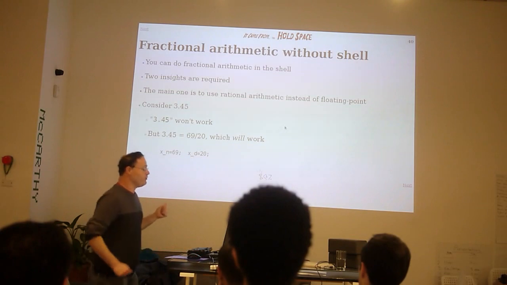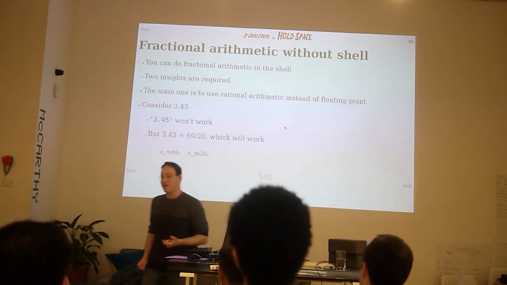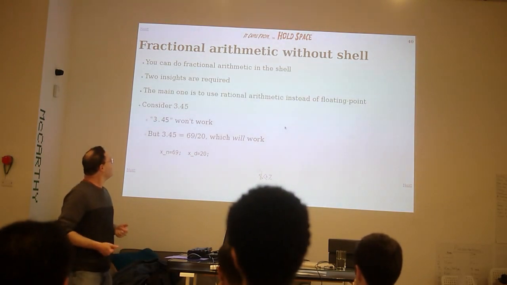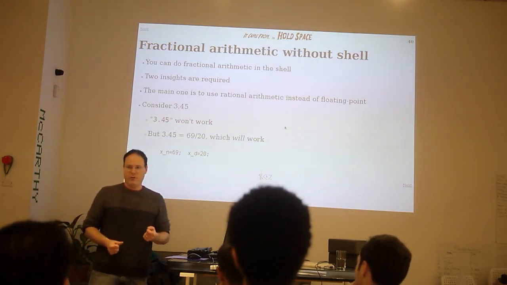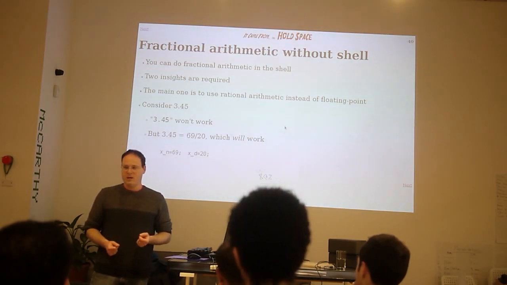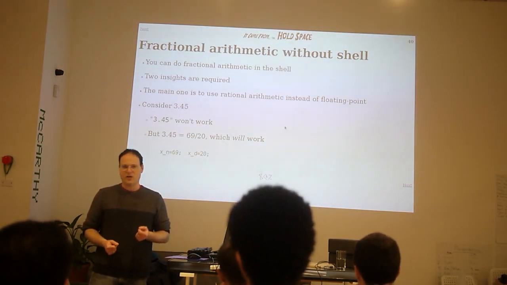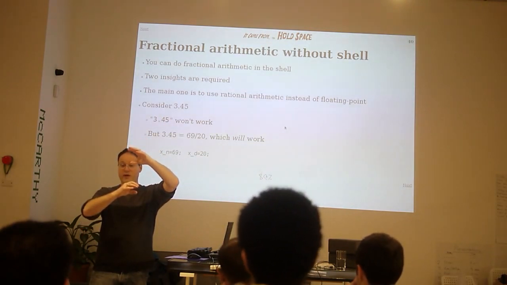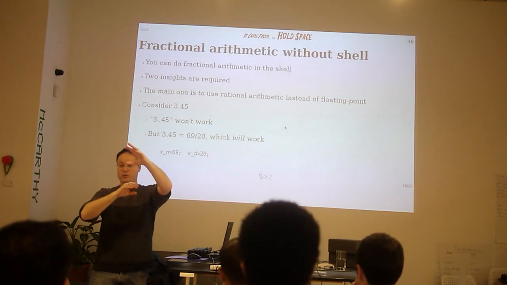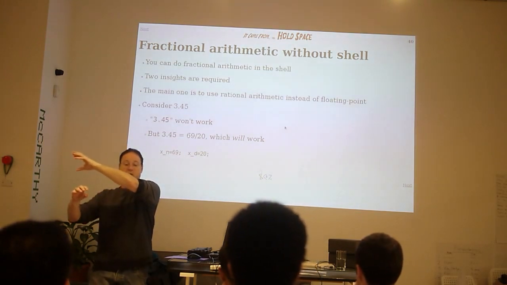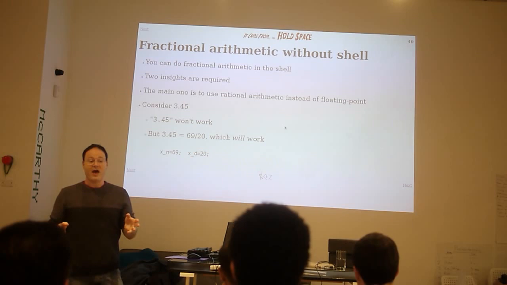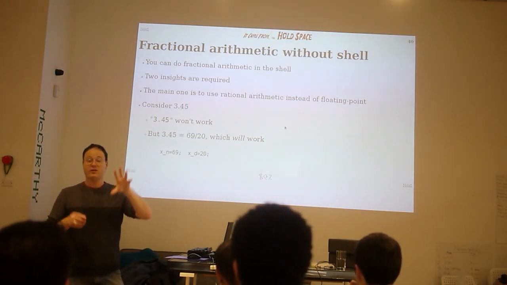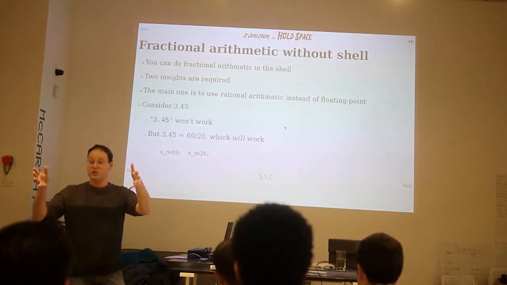You can actually do fractional arithmetic in the shell, even though it's not built in, and even though calling out is too slow. The trick is to use rational number arithmetic instead of floating point. Who knows what rational number arithmetic is? A rational number is a number with a numerator and a denominator. You all learned in third or fourth grade how to add and multiply these. You can do that not knowing anything about decimal expansions or decimal points. In fact, you compute entirely with integers. Each one has two integers.